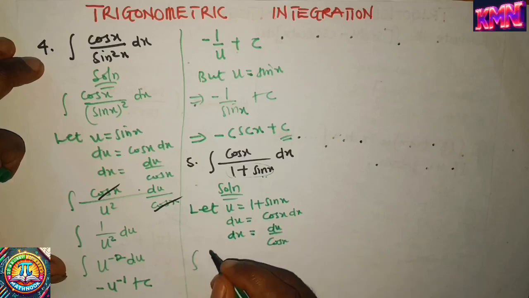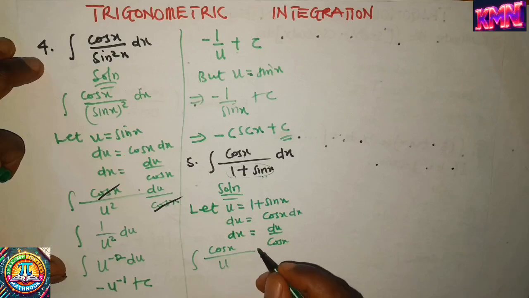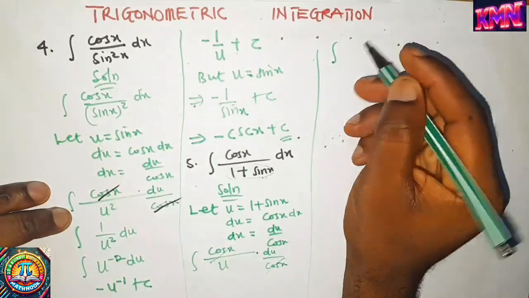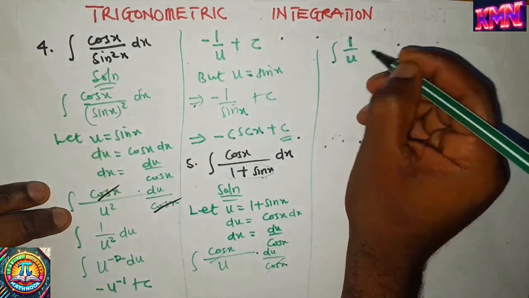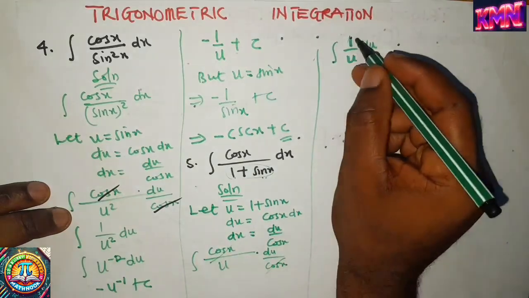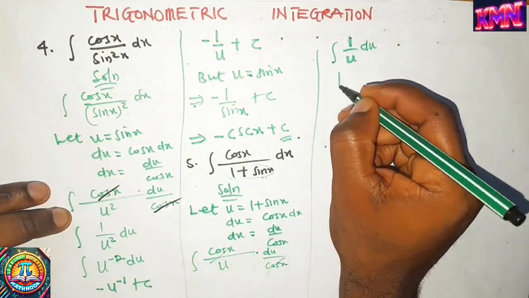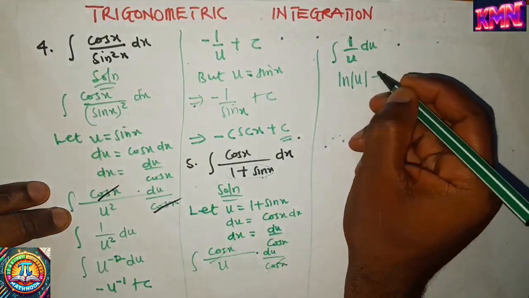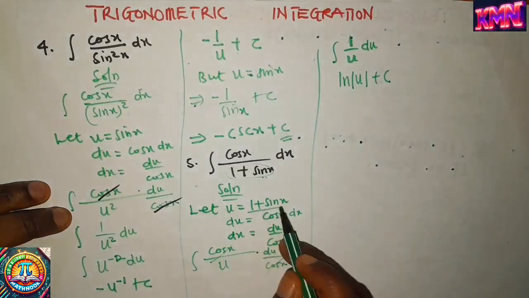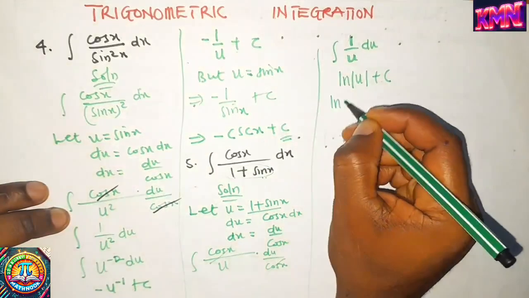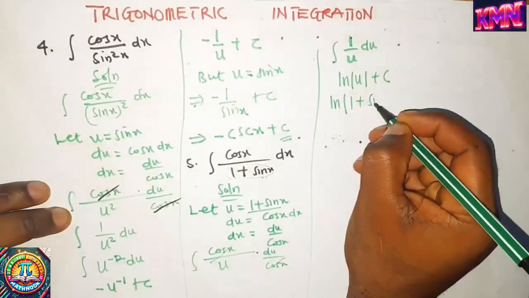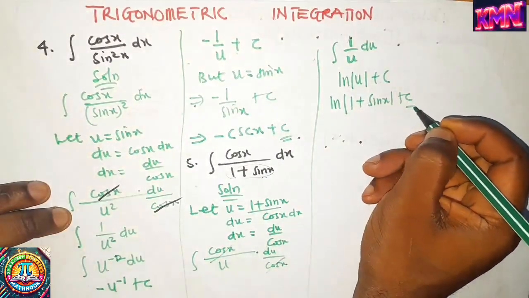Substituting, we are going to get cosine of x on u times du on cosine of x. So just cancel that. Now we have 1 on u du, and the integral of 1 on u is ln u plus c. u is this, so we're going to have ln of 1 plus sine x plus c. That will be the answer.